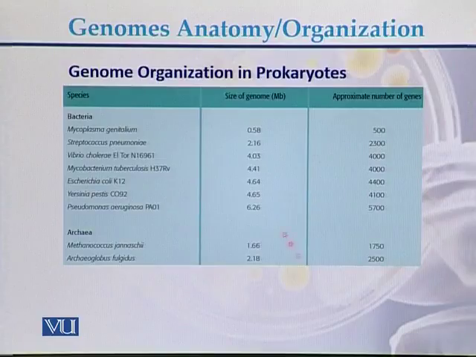Genome organization in case of prokaryotes, like here Mycoplasma, Streptococcus, and the size of the genome, 0.58 MB, and the approximate number of genes which are present in Mycoplasma. So these are other examples of different species of the prokaryotes, the size of the genome of different species, and the number of the genes which are present in different prokaryotic species.